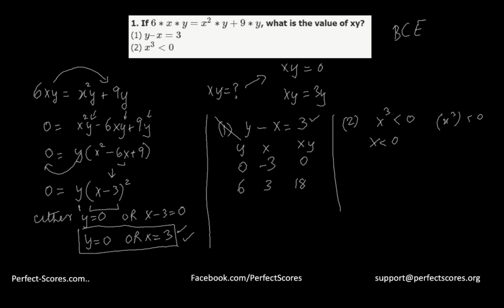You can even start thinking about some numbers here. Negative 2 cube is less than 0, but 2 cube is actually greater than 0. So if you cube a positive number, you're going to get a positive number. But if you cube a negative number, you will get a negative number.